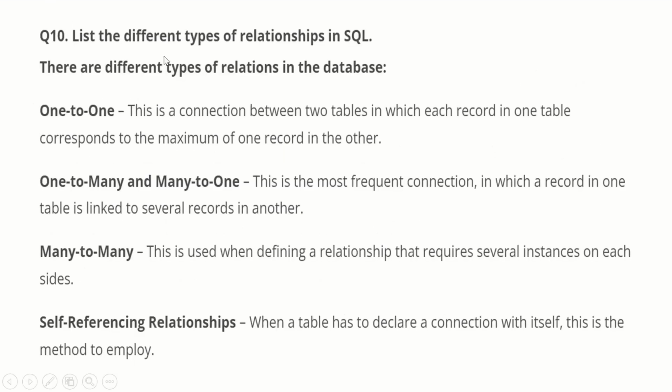So the next question is, list the different types of relationships in SQL. There are different types of relations in the database. One-to-one relationship: this is a connection between two tables in which each record in one table corresponds to a maximum of one record in the other. One-to-many and many-to-one: this is the most frequent connection, in which a record in one table is linked to several records in another. Many-to-many: this is used when defining a relationship that requires several instances on each side. Self-referencing relationships: when a table has to declare a connection with itself, this is the method to employ.